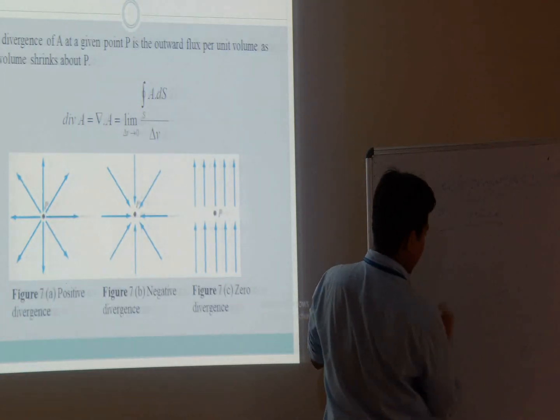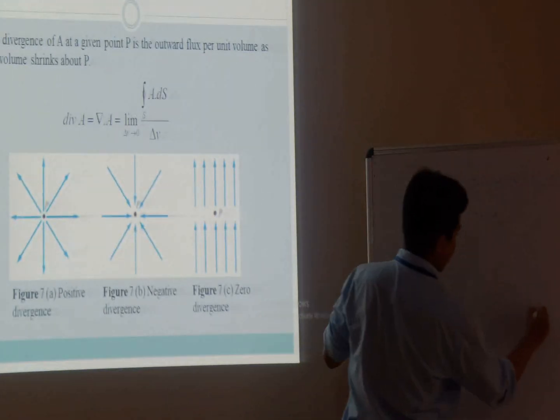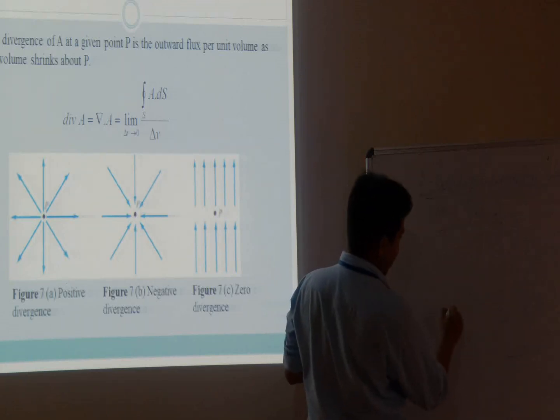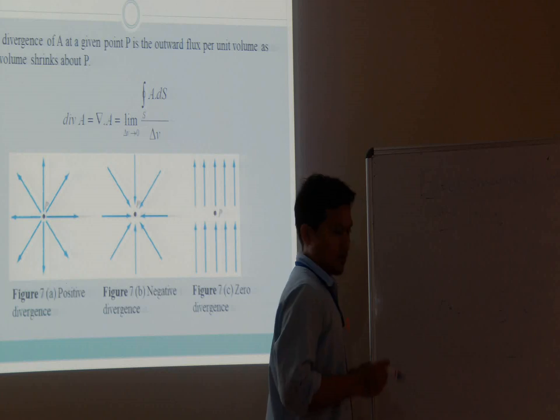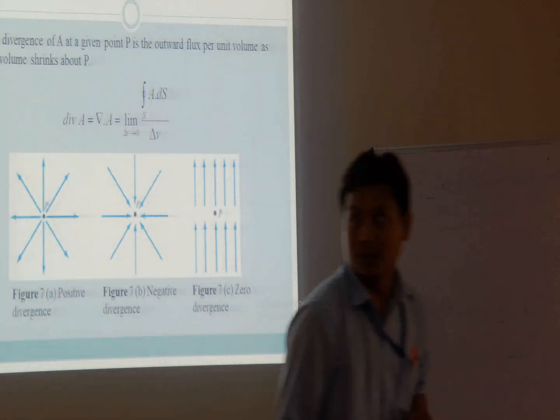So field, like this electric field in here. At that point, if I place this point P here, the divergence at point P will be zero.